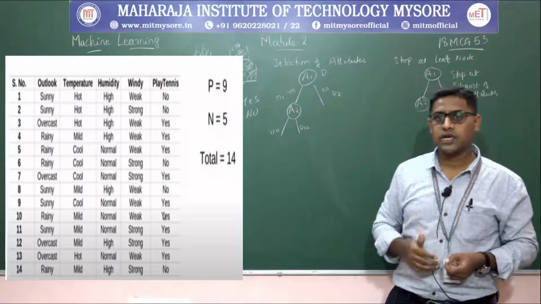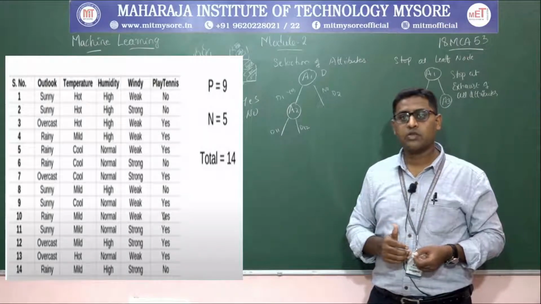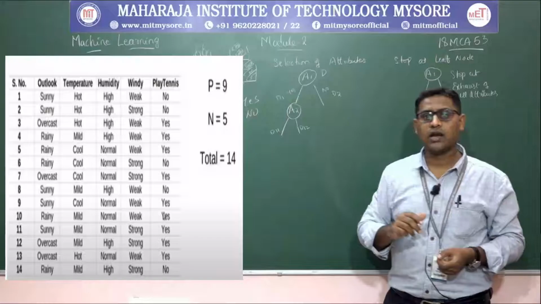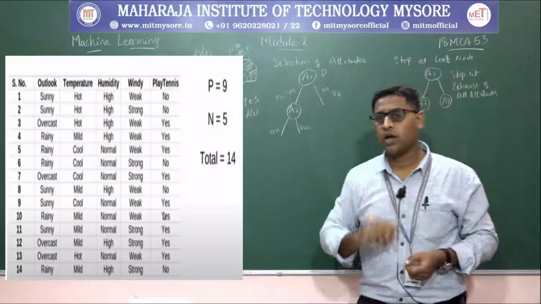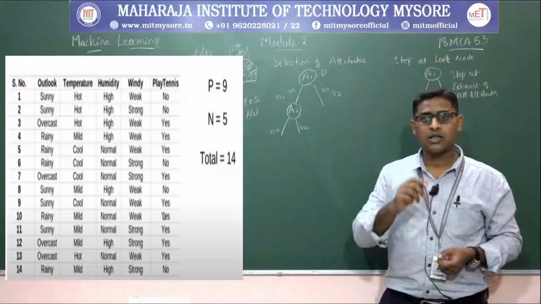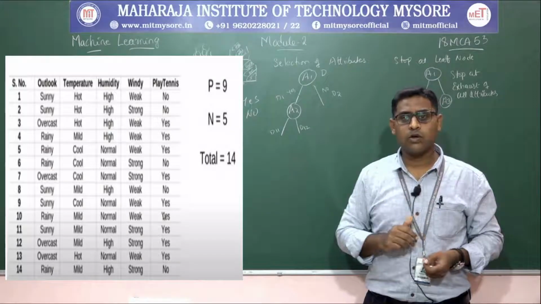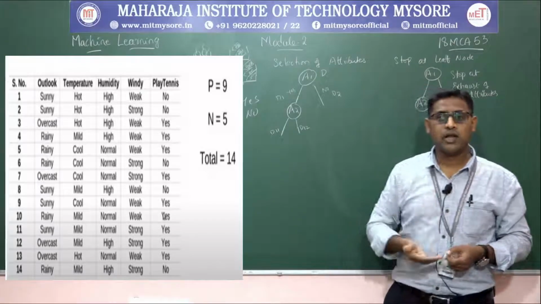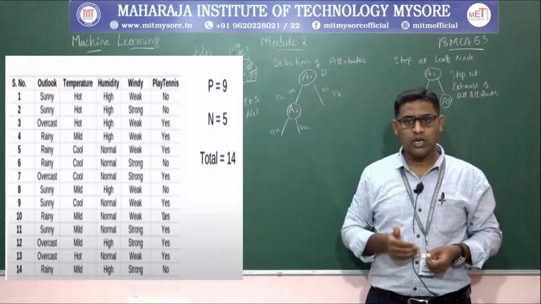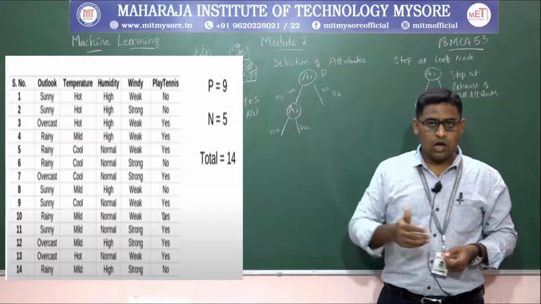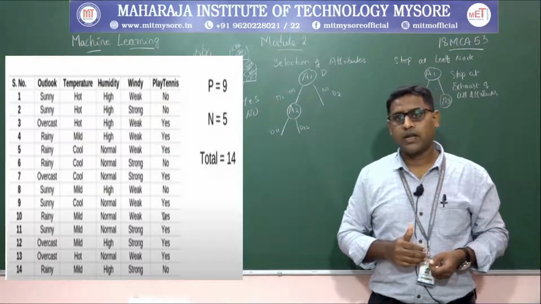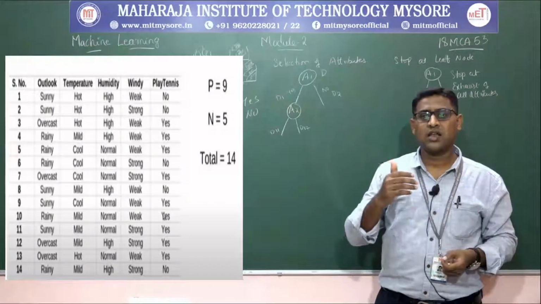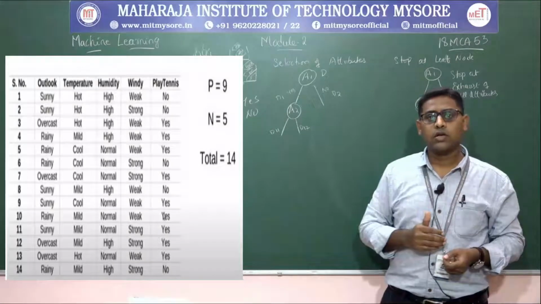These are the parameters present for the respective attributes. For all these attributes, how many sunny, rainy and overcast values are there for outlook, how many cool and mild values are there for temperature, how many normal and high values for humidity, and how many weak and strong values for windy. That is what you need to check.